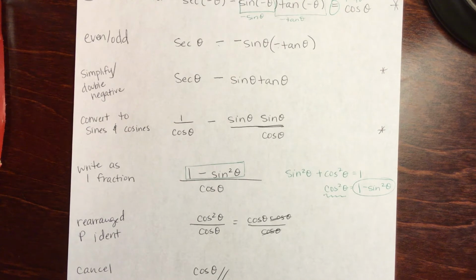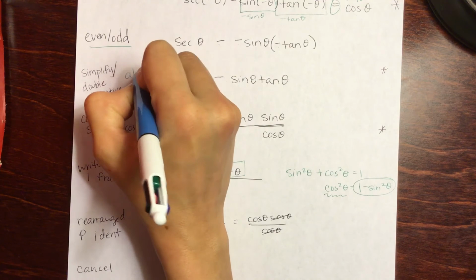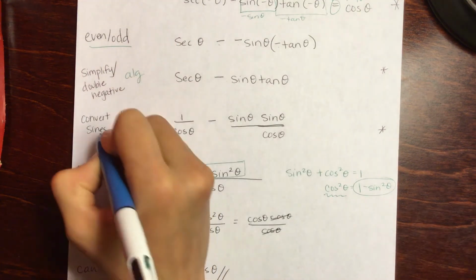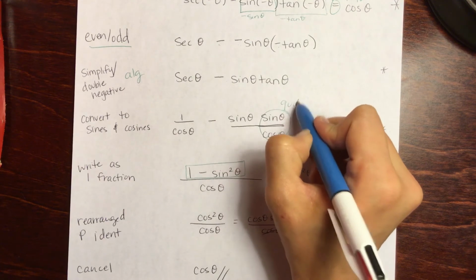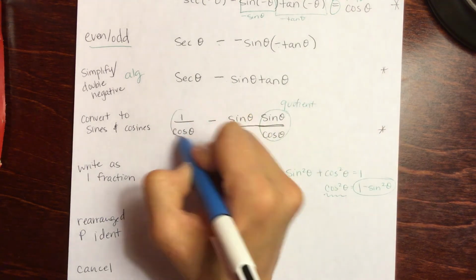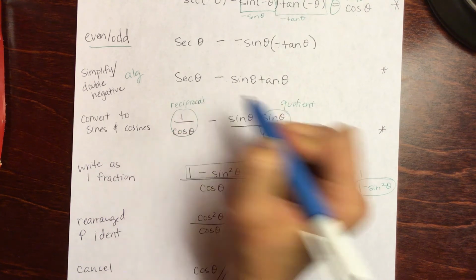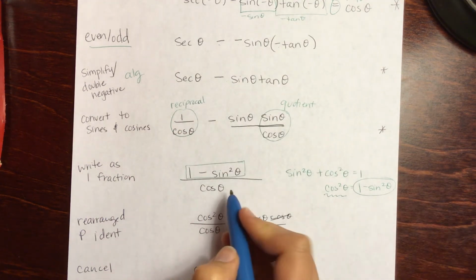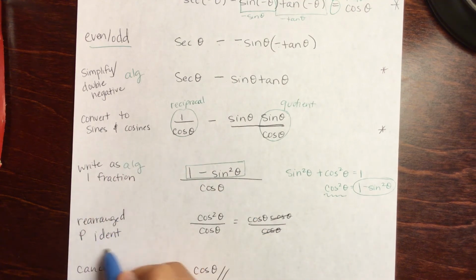For a grader, they will use even and odd, but for pretty much everything else, they're just going to say algebra. They will convert this using two steps. This will be the quotient step, and this will be the reciprocal step, because those are the identities they use. I can't spell. They probably will just call this algebra. They will call this Pythagorean identity. They won't say rearranged. And then when you cancel, that'll be algebra.